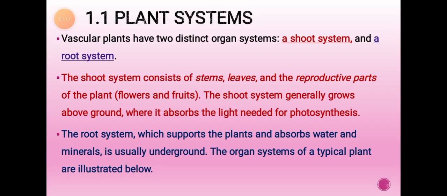The organ systems of a typical plant are illustrated below. We're going to go to the illustrated systems of a plant, but before that you need to know what a root system is. Always remember that the root system is the part of the plant which supports the plant. It is very important for support because it holds the plant and anchors it firmly in the soil.